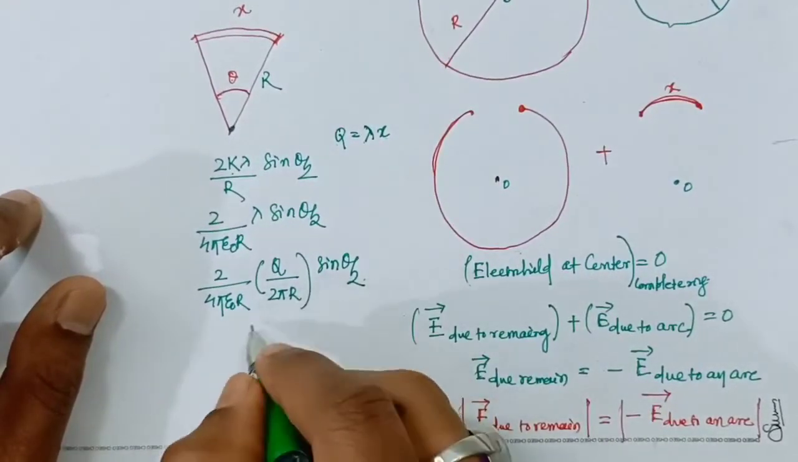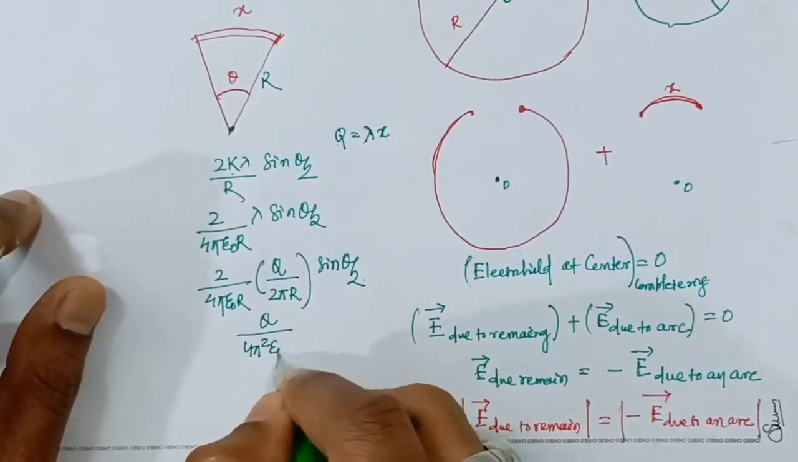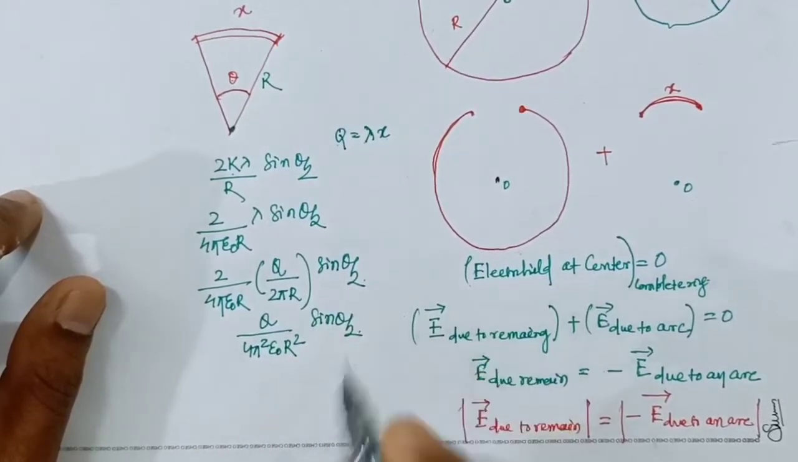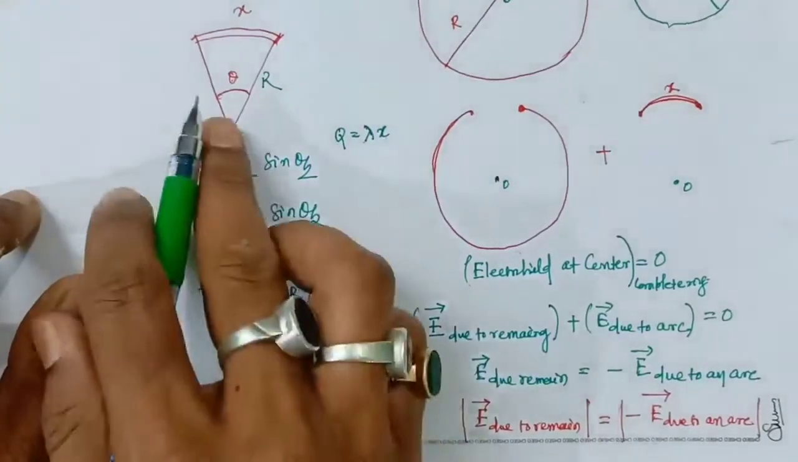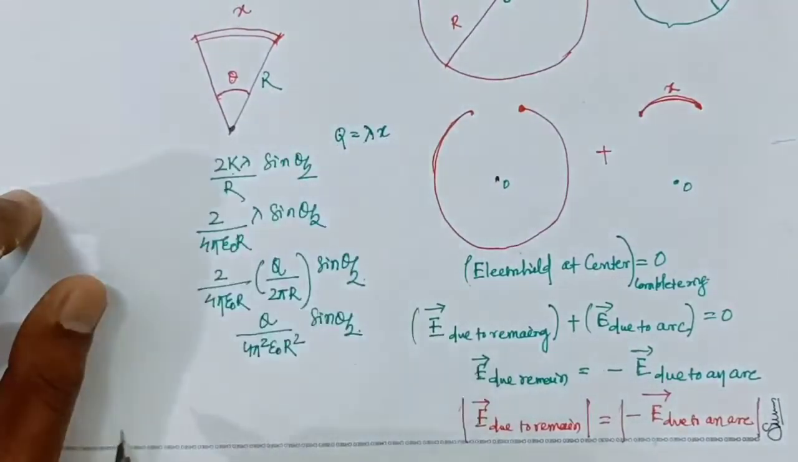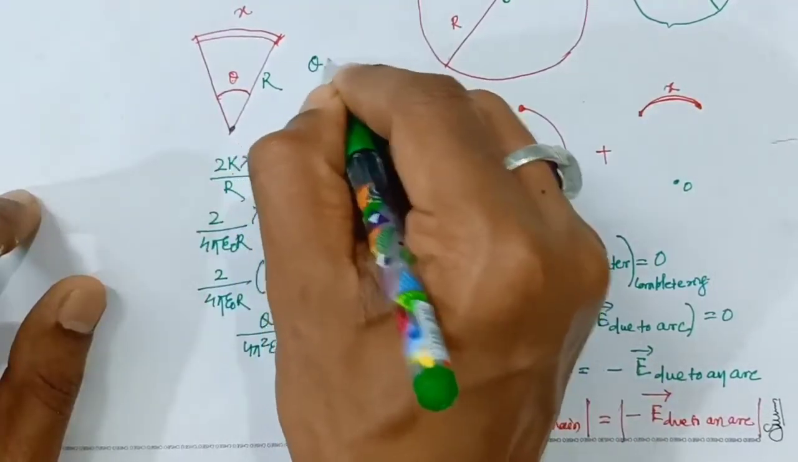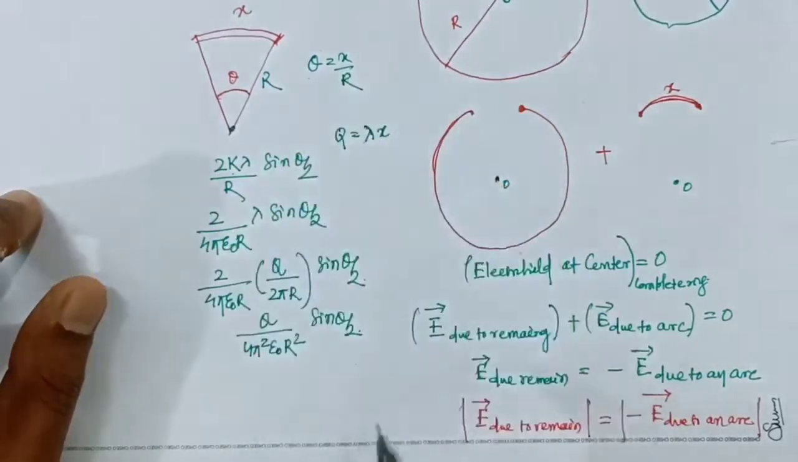So what expression is coming? Q upon 4π²ε₀r², times sin(θ/2). I hope this scenario is clear to everyone. And I already said theta can be written as what? We know theta equals angle equals arc upon radius. So in place of theta, I can substitute x by r.